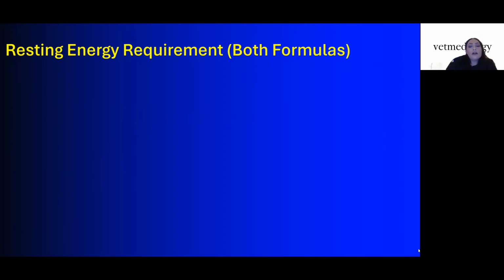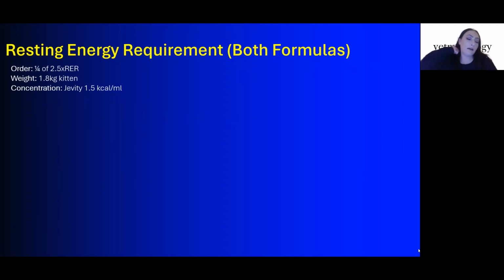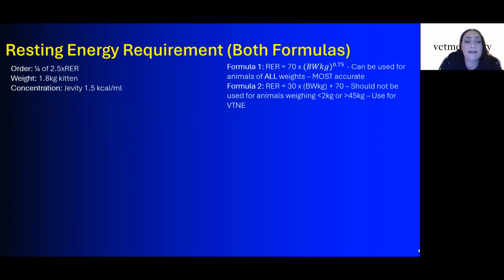Resting energy requirement for both formulas. So we want a quarter of 2.5 times RER for a 1.8 kilogram kitten. And our concentration of Jevity is 1.5 kilocals per mil. You need to know your concentration. It may be 1.2, it may be 1. You need to know that information, and it's on the bottle.